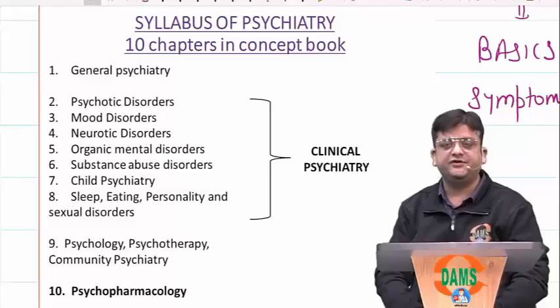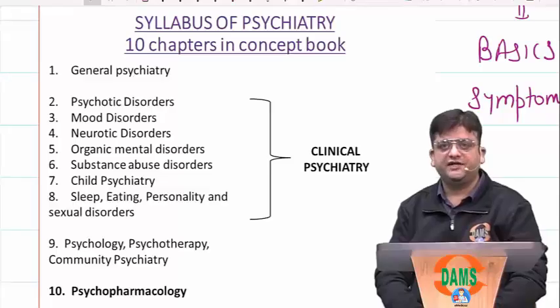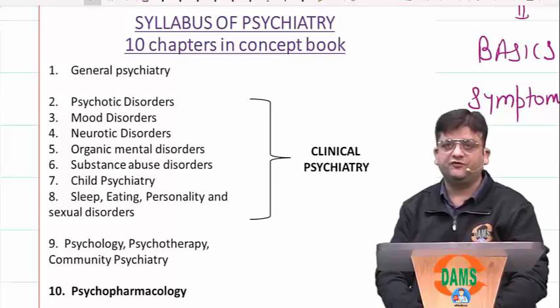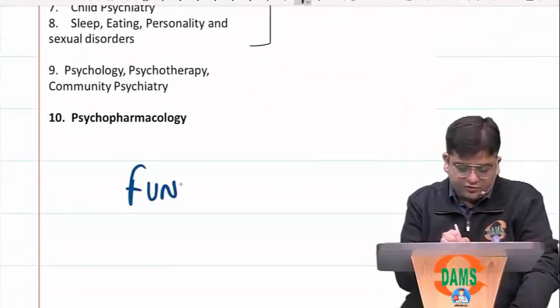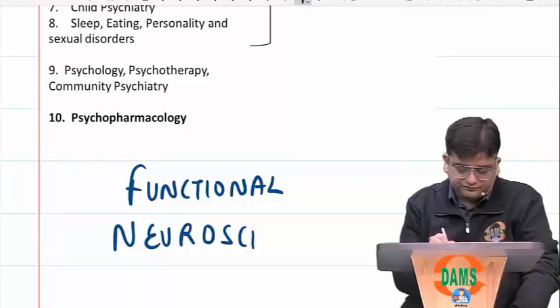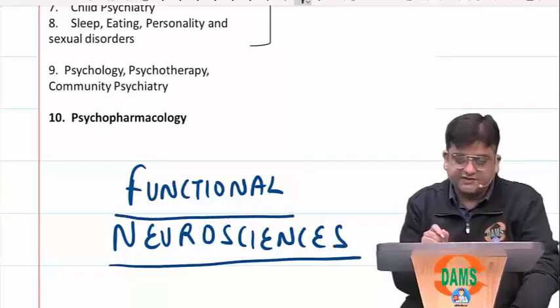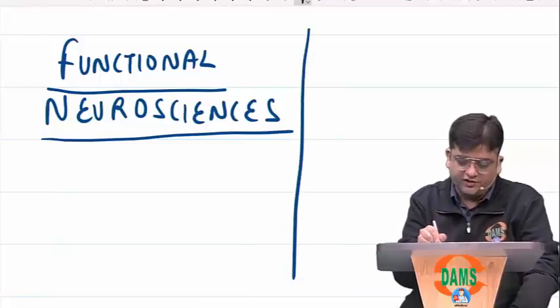I hope the introduction to psychiatry part is clear. In the introduction itself, I would like to introduce this subject as functional neuroscience. Psychiatry is also known as functional neuroscience. You will be seeing this word often used.